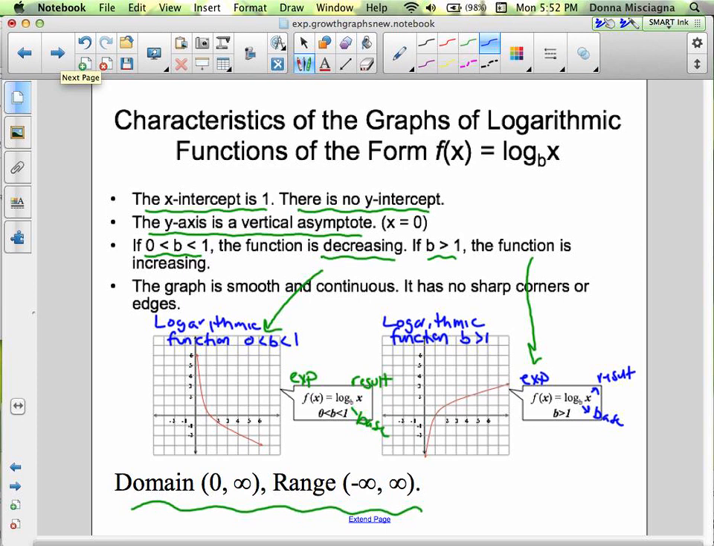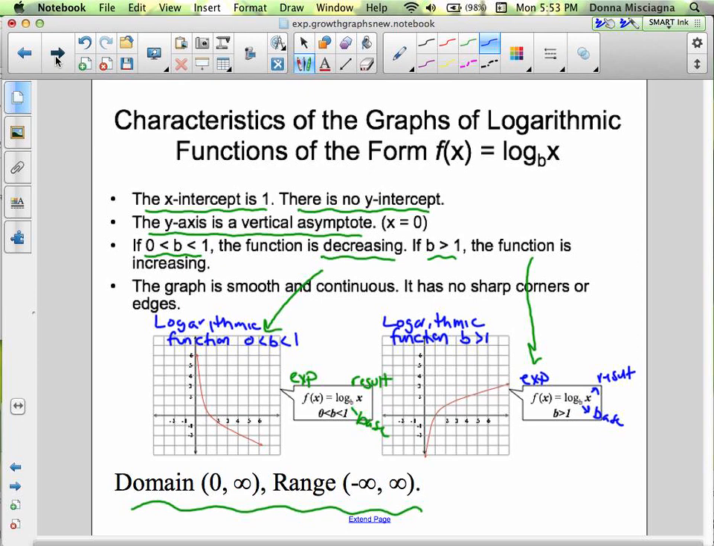If you remember, exponential functions have a domain of all real numbers and a range from 0 to infinity. Inverses have domain and range switched. So for log functions, the domain is from 0 to infinity, and the range is all real numbers. The range is negative infinity to infinity. So everything about them is switched. And we're going to use that fact to be able to graph logarithmic functions.